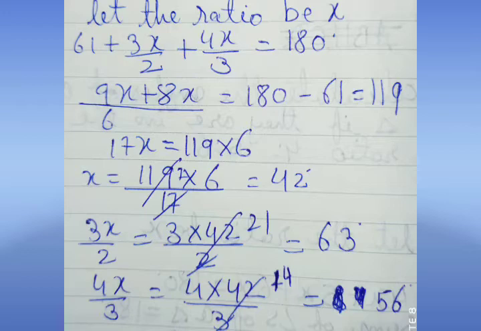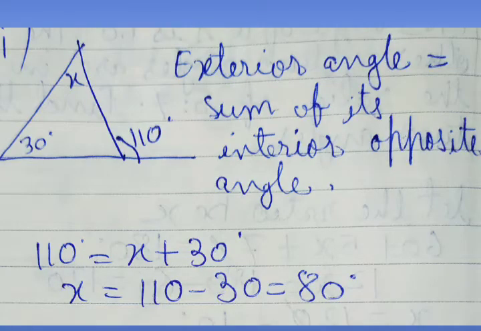Then 61 will come this side, means the right side, and you subtract it from 180, you will get 119 degree. Now 17x is equal to 119 into 6, so x is equal to 42 degree, and then you find out the value of 3x by 2, so 3 into 42 by 2 equal to 63 degree, and 4x by 3 means 4 into 42 by 3 equal to 56 degree. Okay?